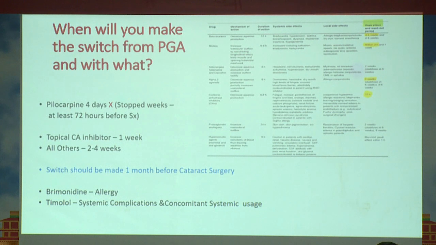But consider, say we have decided to stop prostaglandin analogs. When do we stop it, and with what do we switch? See, pilocarpine is effective, acts very fast, but obviously it can't be used. Topical carbonic anhydrase inhibitors are also very fast, but not strong enough to replace prostaglandin analogs. All others take about 4 weeks. So if at all a switch is made, it has to be made 1 month before cataract surgery.